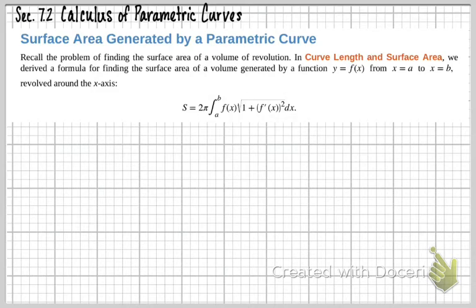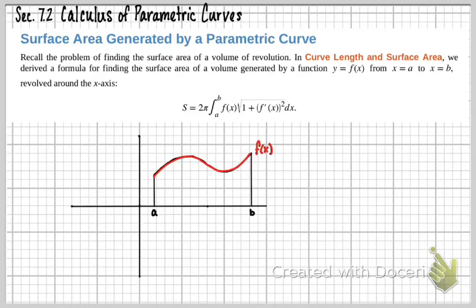So anyways, let's just think about any function. So I'm just going to draw one. All right, so here's a function down below here. And let's say this is my A here and this is my B. Okay, so now if I'm thinking about surface area, what I'm going to do is I'm just going to rotate this around the x-axis.